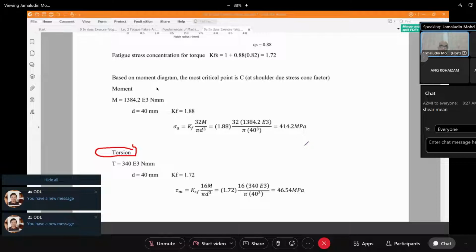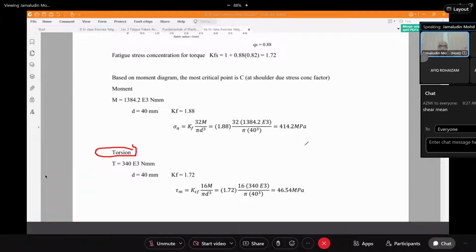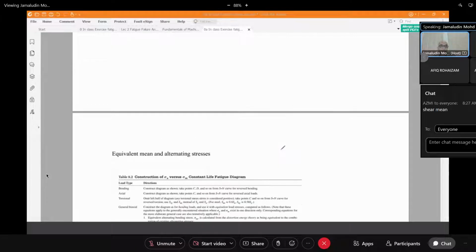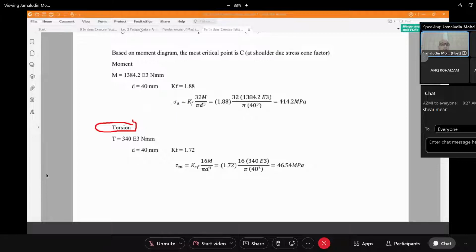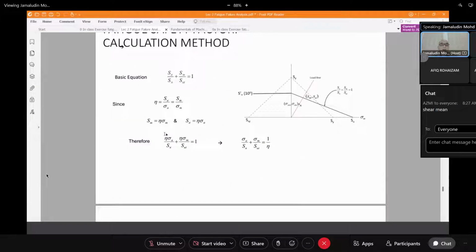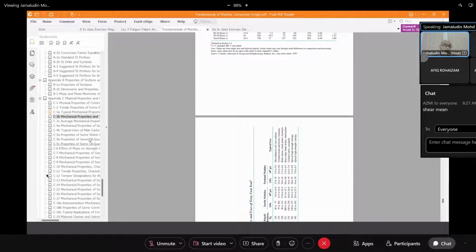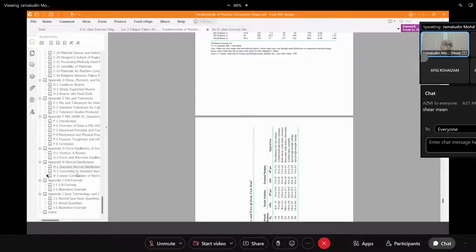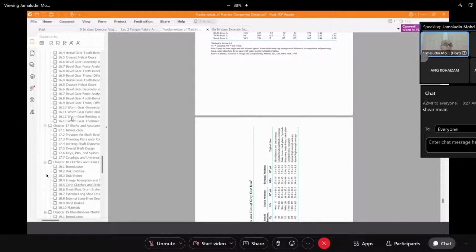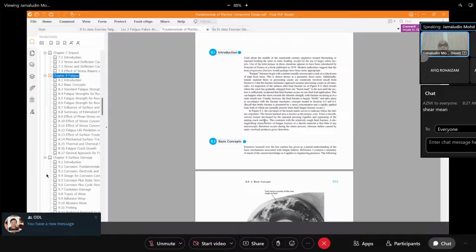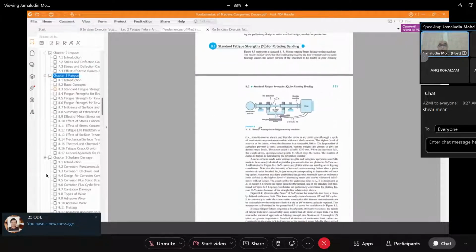Remember, we have three things. Identify the mean or alternating, KF, we've done that. And now the next one is the endurance limit. Okay, we go for the endurance limit first. Remember the figures, because it's best you refer to the book. I think the best thing to refer to is the book, and don't refer to the notes, because the book will be with you during the test.